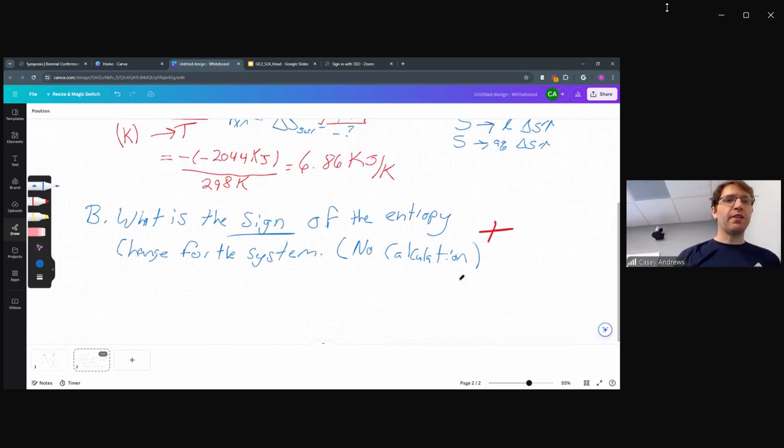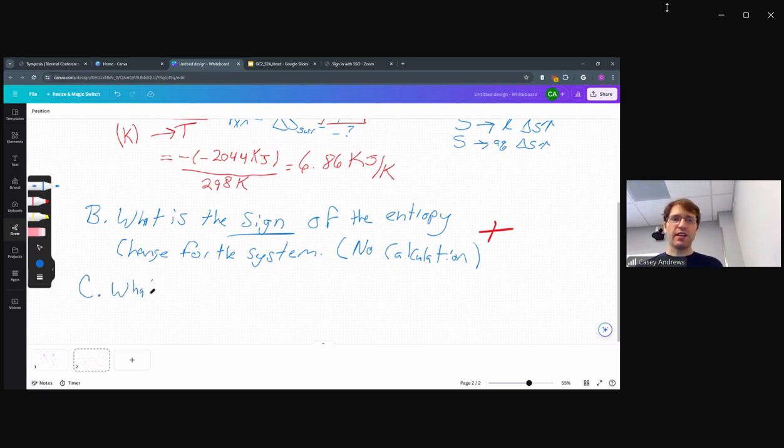All right, the last part. Basically, what is the sign of entropy change for the universe? This one's easy. It's easy if you've done A and B.